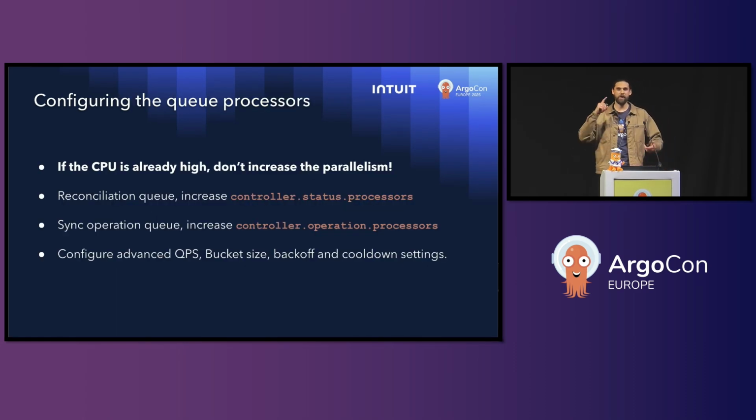So let's assume low reconciliation or CPU is fine. We can configure increasing the number of parallelism in Argo. So we have the status processor for the reconciliation, and we have the operation processor for the sync. Now, I'll say it one last time. If your CPU is high, don't increase that. If Argo is there and you try to increase the parallelism, it's not going to go well.